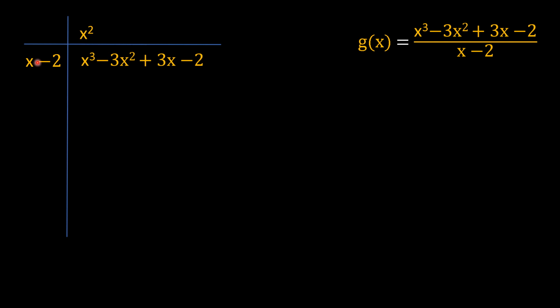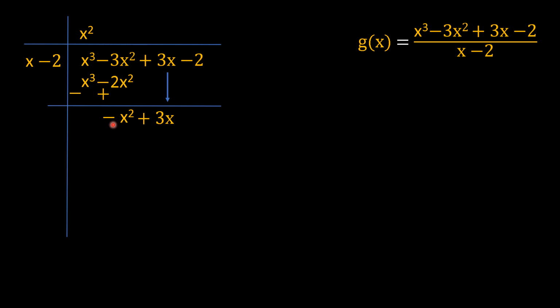So x squared multiplied by x gives us x cubed. x squared multiplied by minus 2 gives us minus 2x squared. Now we will change the sign. This plus becomes minus, this minus becomes plus. x cubed minus x cubed becomes 0. Minus 3 plus 2 is minus x squared. We will pull down this 3x and write here.